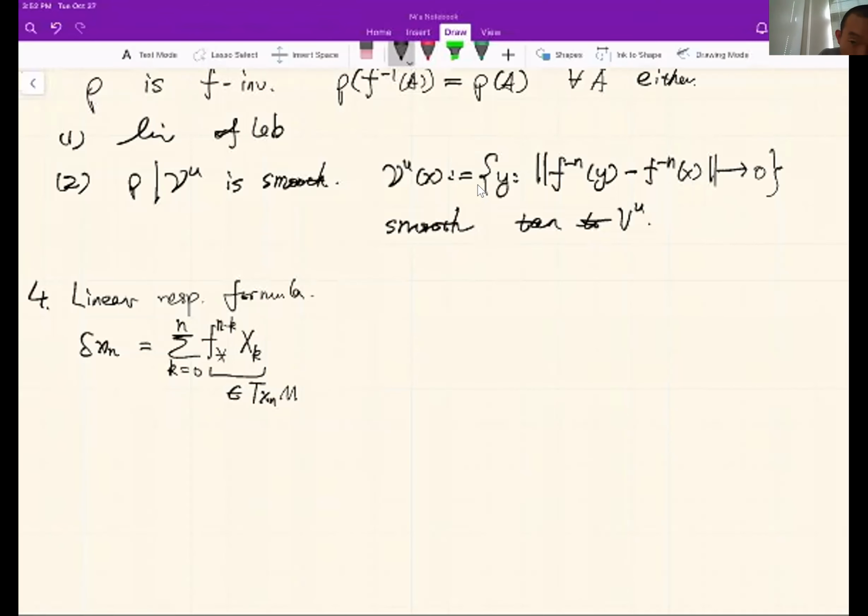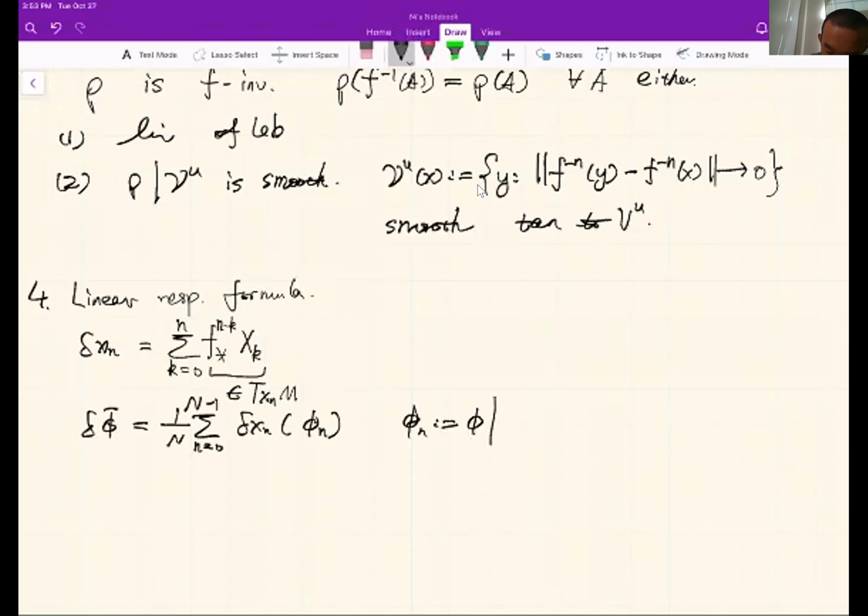Okay, so once we know how the trajectory is perturbed, we can write out how the averaged objective over a finitely long trajectory is perturbed. Let phi bar be the average over a finitely long trajectory, and this equals 1 over N, summation n from 0 to N minus 1, of delta x_n. So this is a vector, and we can use that to differentiate a function phi_n, defined as phi restricted to an open neighborhood of x_n. Here capital N is the trajectory length.